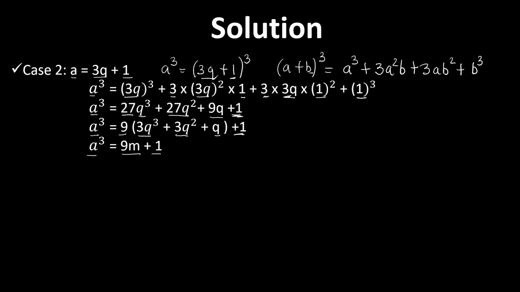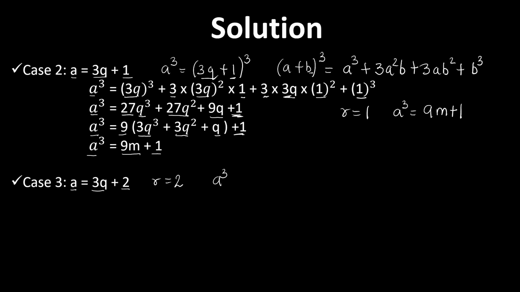So, easily in the second case, what did we observe? When we considered remainder is equals to 1, we got the cube of any positive integer as in the form of 9m plus 1. Now, let's consider the third case where remainder is equals to 2. So, in the third case, we will be writing a equals to 3q plus 2 where remainder is equals to 2. So, if we will take the cube on both the sides, we will be writing a cube is equals to 3q plus 2 whole cube.